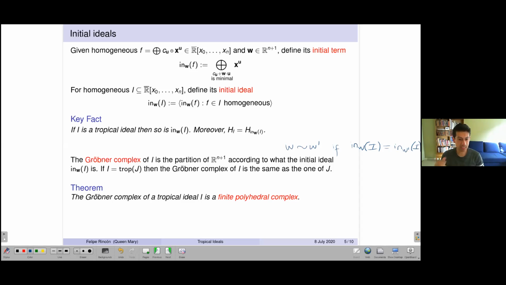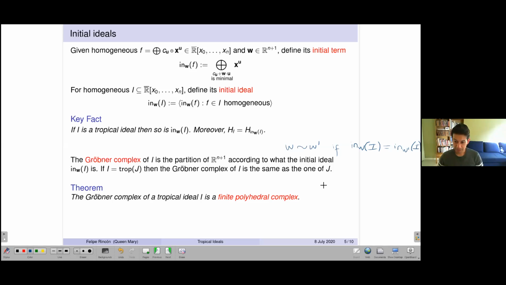So each ideal has a Grobner complex associated to it. And it's given by this condition. The cells correspond to equivalence classes of weights where two weights are equivalent if the initial ideals are the same. Yes, thanks. I can draw an example, but I don't want to draw the example in the mini exercise.